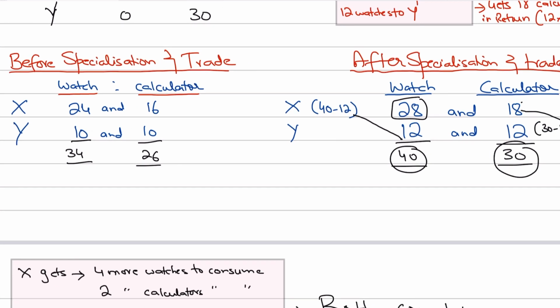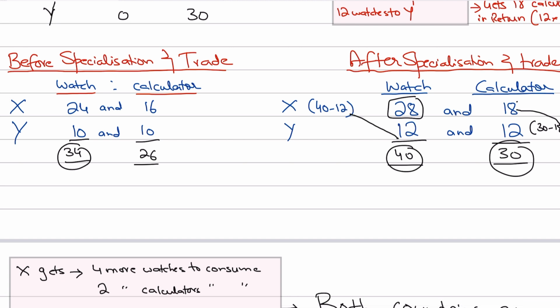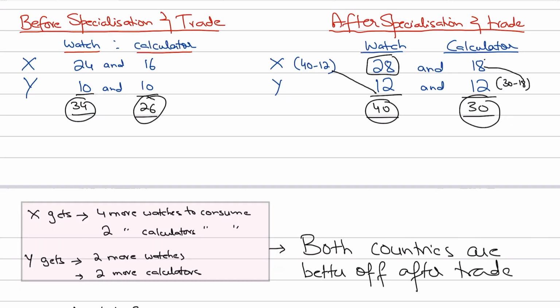Initially, the world output was 34 watches and 26 calculators, being produced and consumed by these two countries. What we can now see is that X was producing 24 watches, but now it is producing and consuming 28 watches. So it's producing more watches and consuming more watches as well. At the same time, X is also consuming more calculators. Initially, X was only producing 16 calculators. Now it is consuming 18 calculators. 18 calculators are imported from Y, but still it's consuming more calculators. So X is better off because now it has more watches to consume and more calculators to consume as well, right? Same goes for Y.